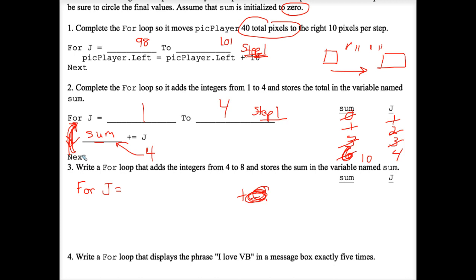We hit next. We're a stupid computer. We go back up to the top because that's all we know what to do. Step 1, we bump J up because that's what we automatically do. Then we realize, whoa, horsey. We don't go through the loop anymore because this number is greater than that number and we're done. So the final circled values are 10 and 5.